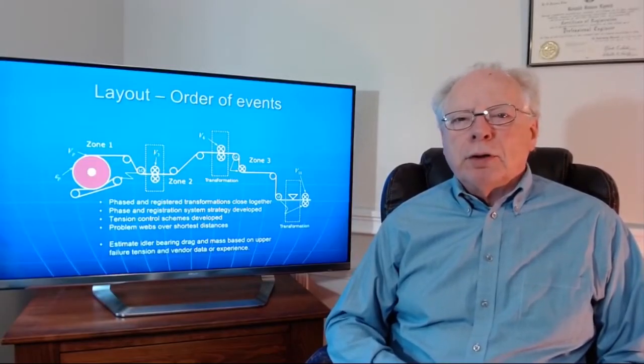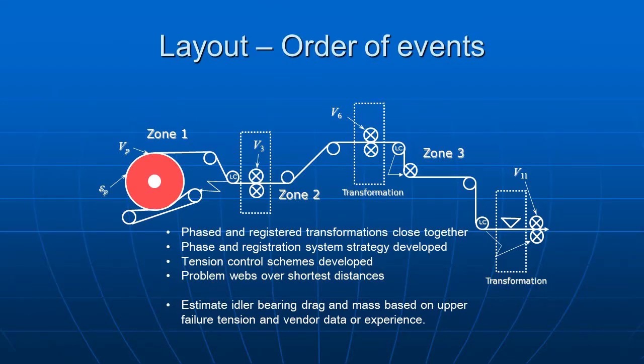Now you can start to think about control schemes for tension control and phase and registration systems. You need to work out the locations of sensors and control rollers. Now that you have an idea of your maximum tension, you can start to think about idlers. Get estimates for drag and mass either from vendors or past experience.